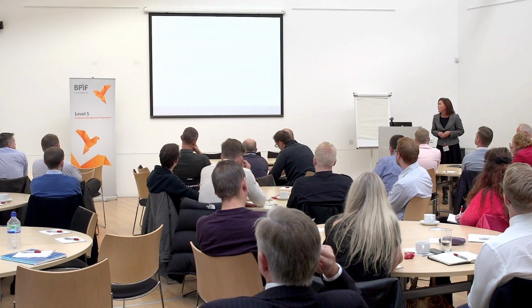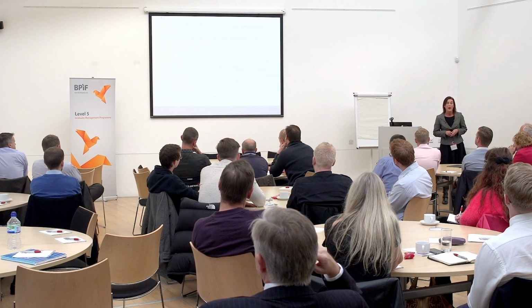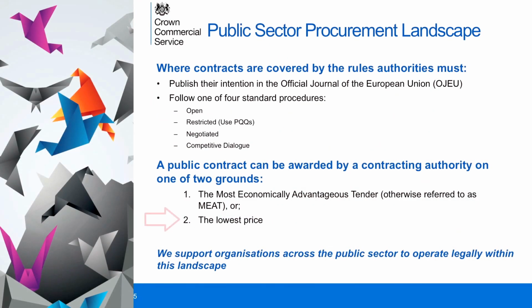Okay, a public contract can be awarded by a contracting authority on only one of 2 grounds. We can either go with the lowest price, which if you look after a very commodity-driven product, might be absolutely the right thing to do. The other one is what we call the MEAT test, which is the most economically advantageous tender. And that allows us to consider other commercial factors, so we can test quality, service, capability, technical information assurance, all the things that Tessa has already alluded to.